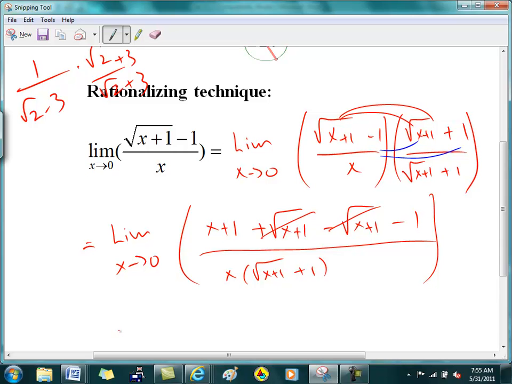So now what do I have upstairs? I have the limit as x goes towards 0 of x. Does everybody see that?